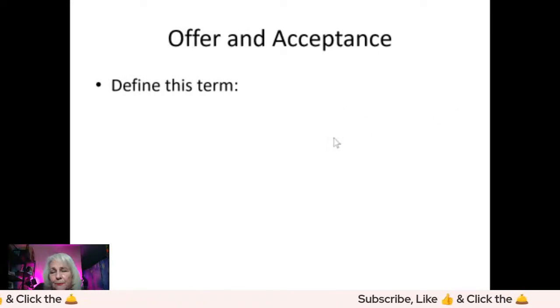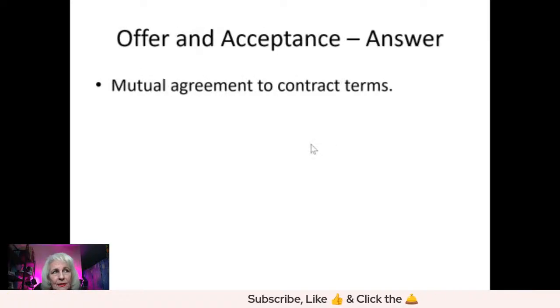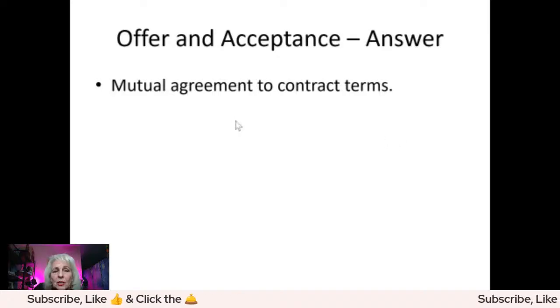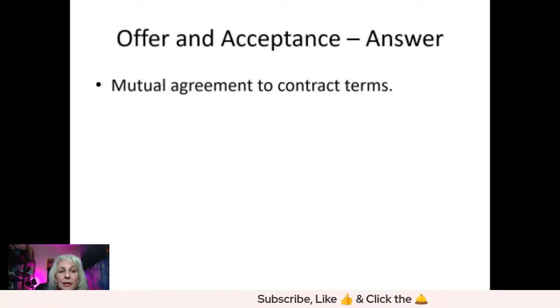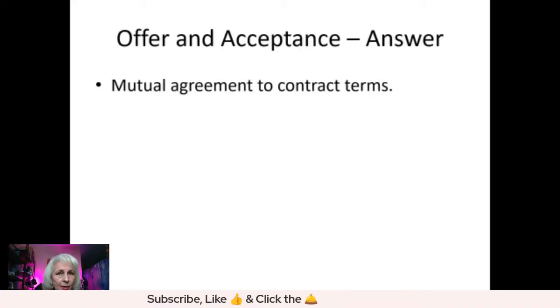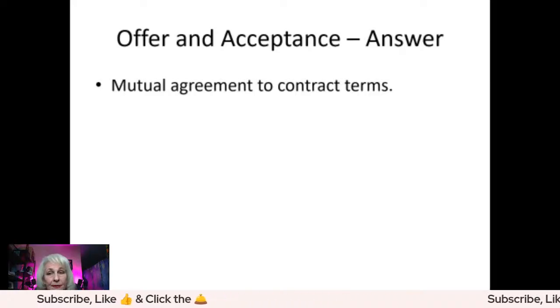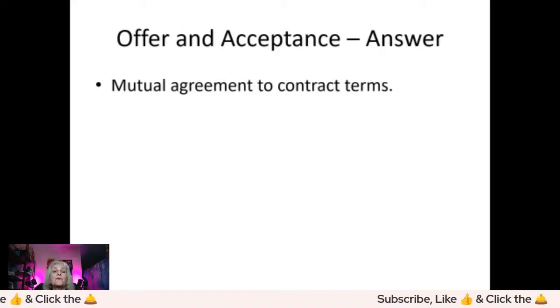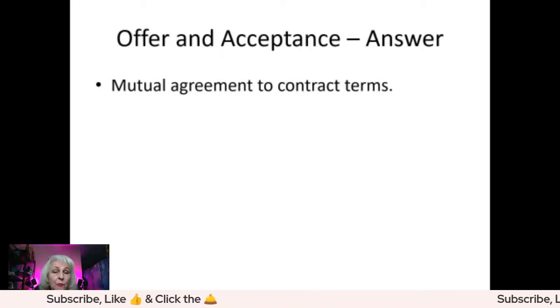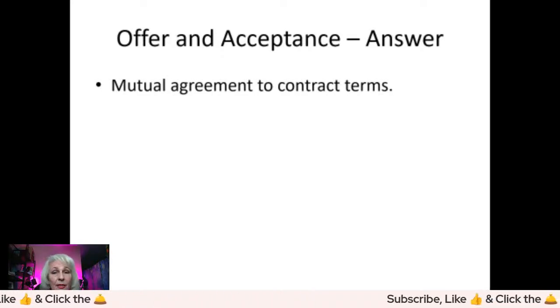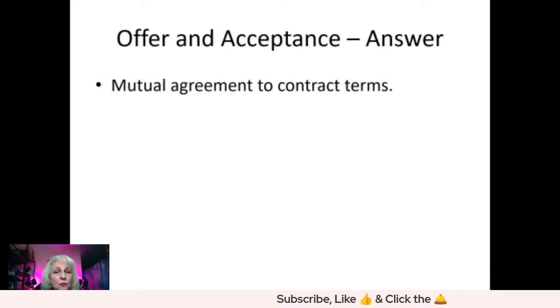Offer and acceptance. It's a mutual agreement to contract terms. So when a buyer finally decides on a property that their buyer agent is showing them out of many properties that they show, and hopefully only 3 to 5 properties a day, we want to put boundaries and limit how many properties we show a buyer, and we want to know exactly what that buyer is looking for, and that's through the buyer consultation appointment.